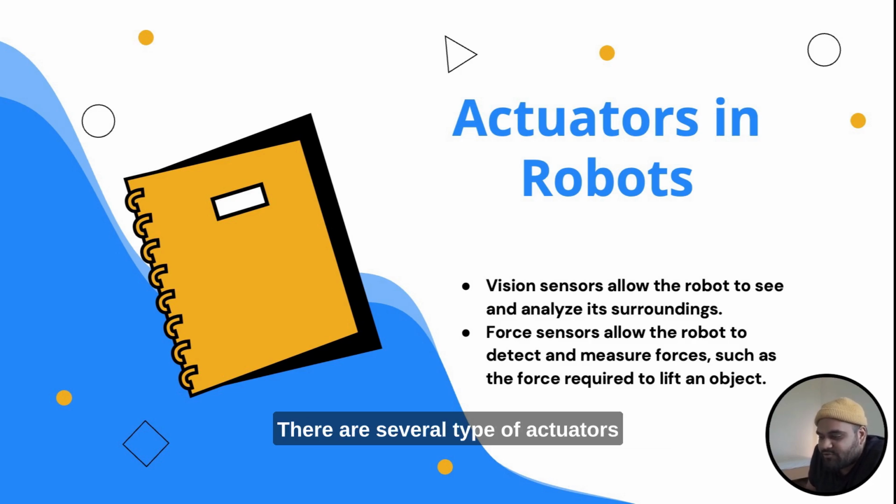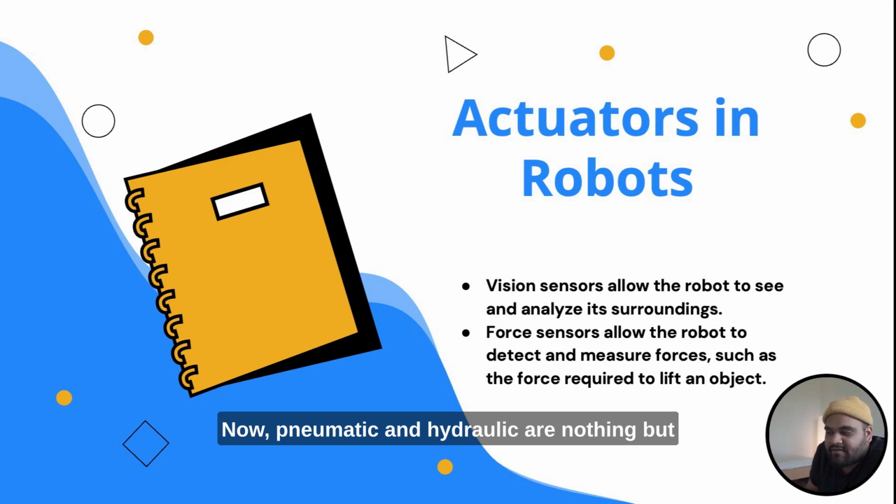There are several types of actuators in use in robots, including motors, pneumatic actuators, and hydraulic actuators. Now, pneumatic and hydraulic are nothing but: pneumatic means air, hydraulic means oil. So if the motion is happening because of the air, that's a pneumatic actuator. If the movement is happening because of the oil, then it's a hydraulic actuator.